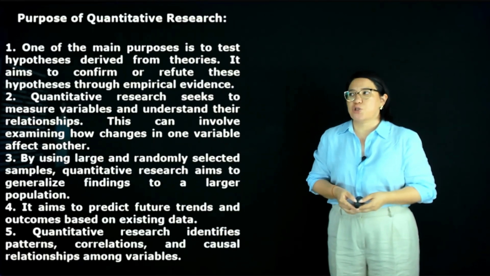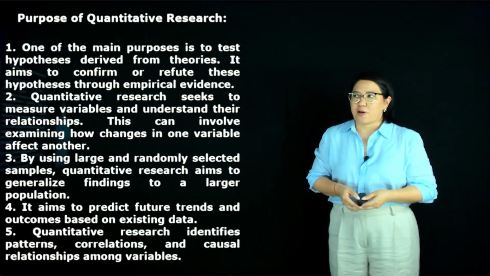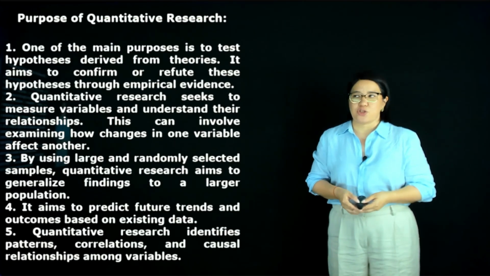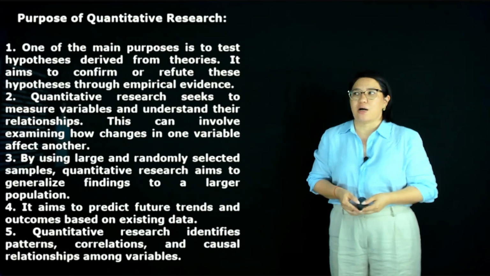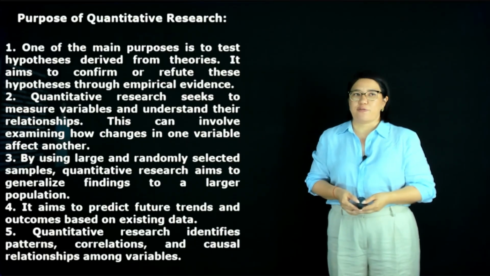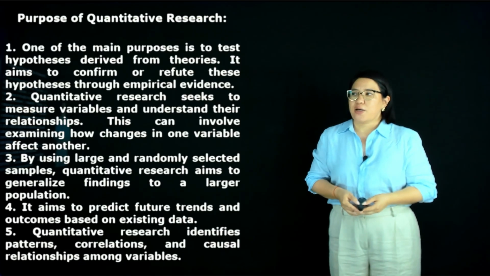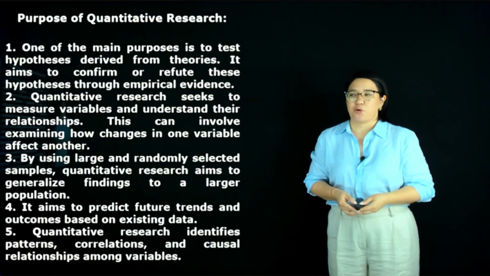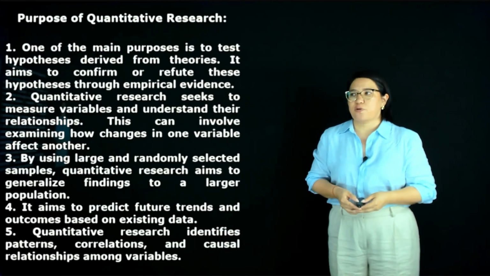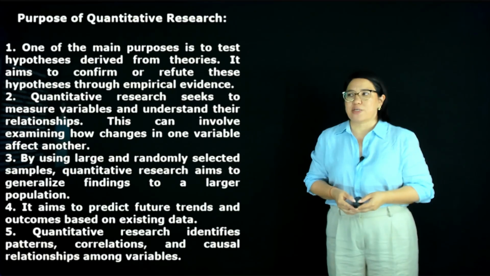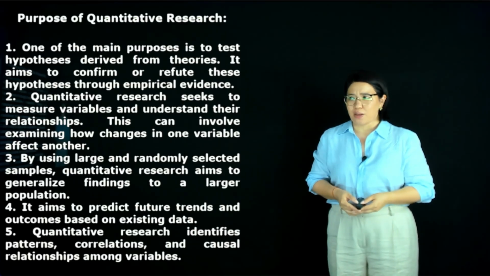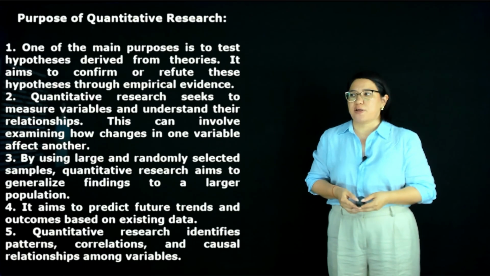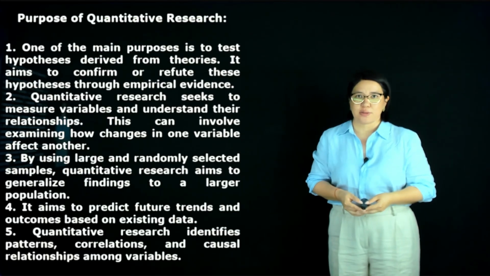Quantitative research seeks to measure variables and understand their relationships. This can involve examining just how change in one variable affects another. By using large and randomly selected samples, quantitative research aims to generalize findings to a larger population. It aims to predict future trends and outcomes based on existing data. And quantitative research identifies patterns, correlations, and causal relationships among variables.